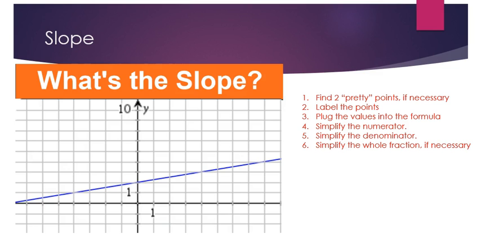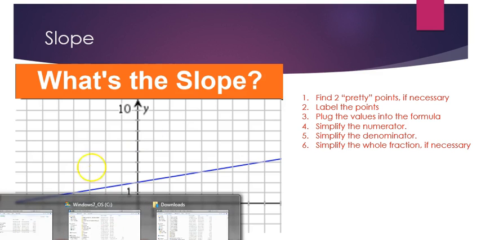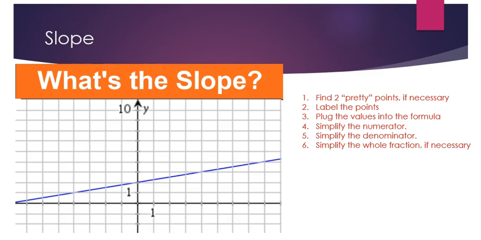When I say pretty points, I mean points that go through the line perfectly. So, for example, right here, that's a pretty point, and right here. You don't want any half points, basically. You don't want to have to use fractions, okay? So let's label those 2 points.